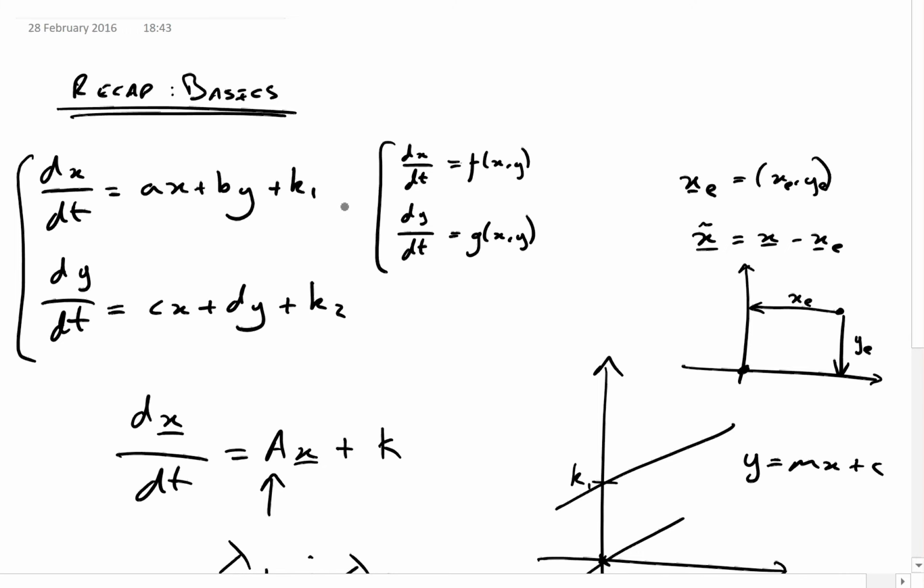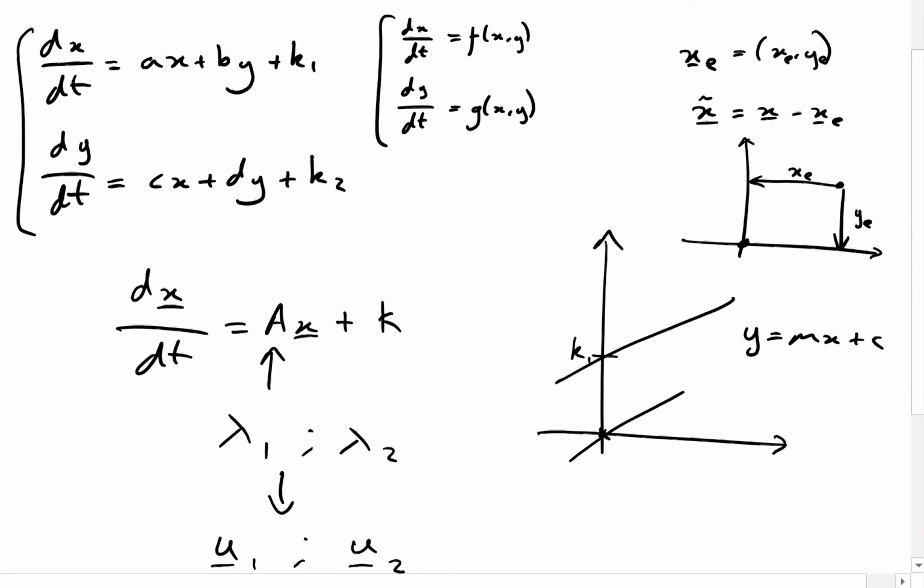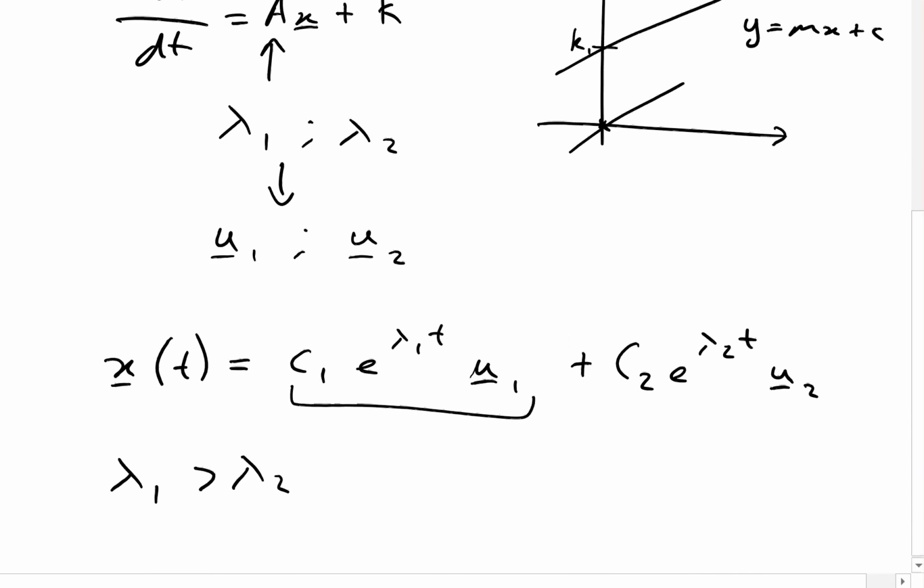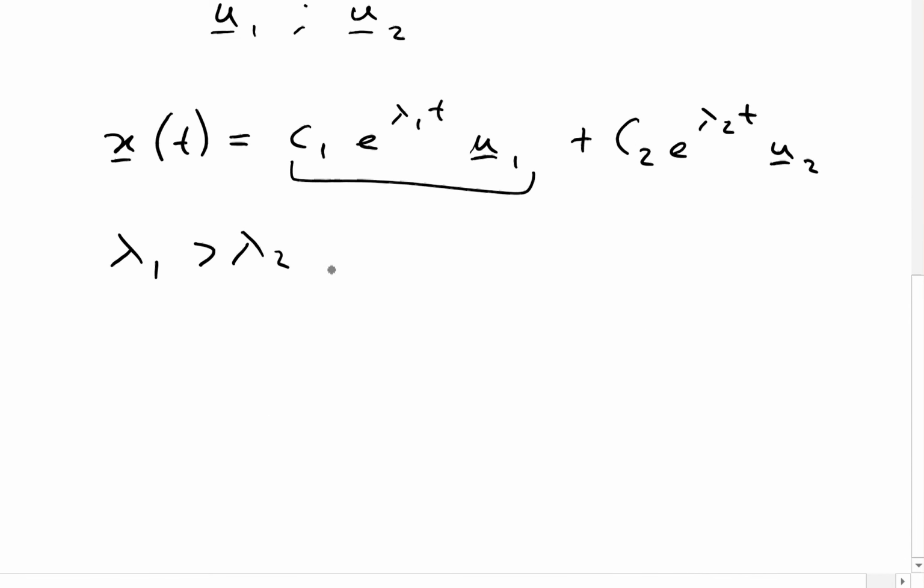And then that will give us literally what we want. That will just tell us how each variable interacts over time. So let's consider the example where lambda 1 is bigger than lambda 2.